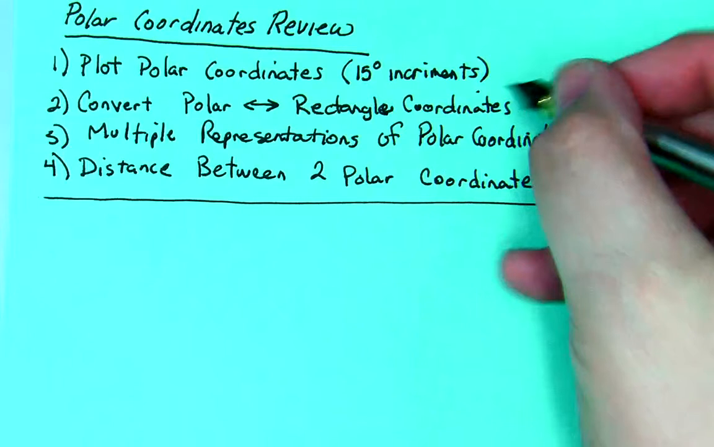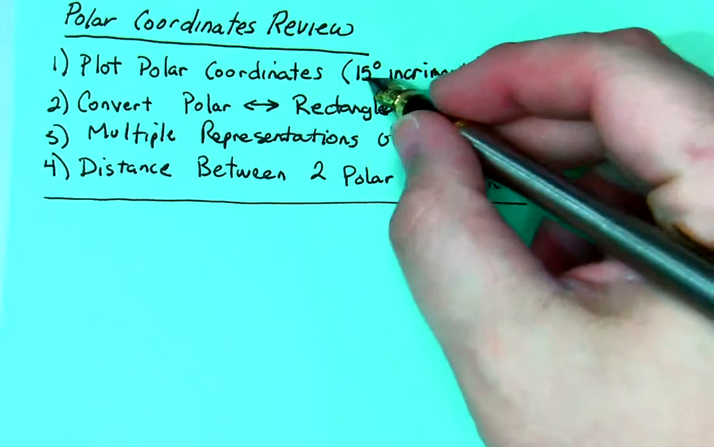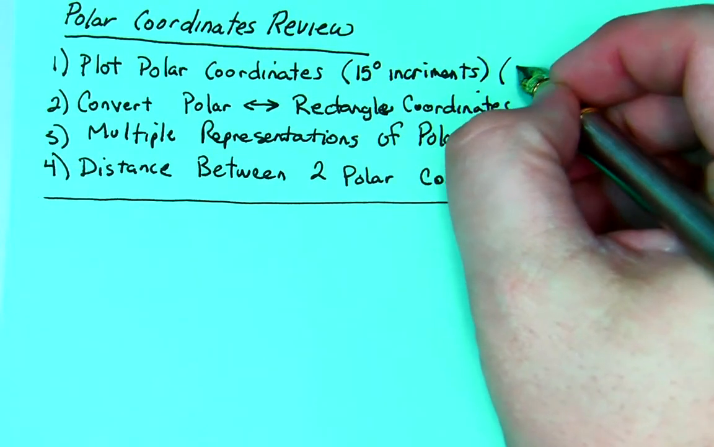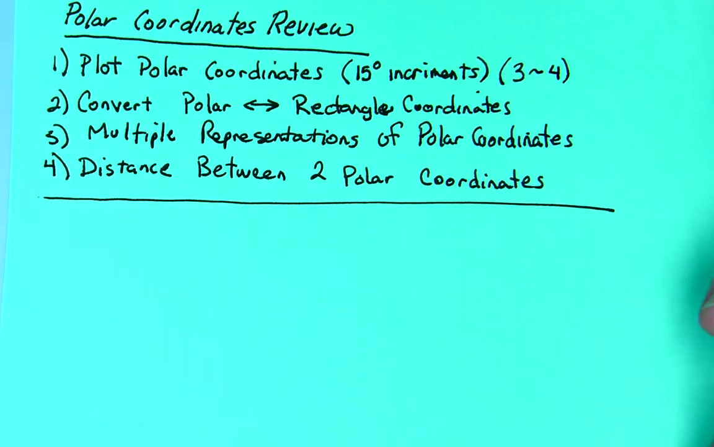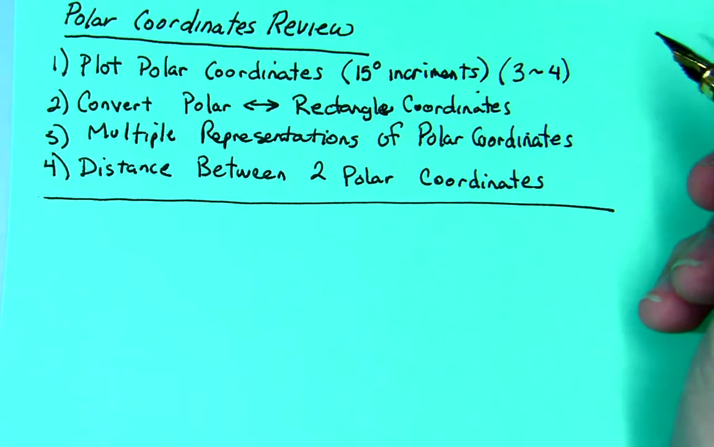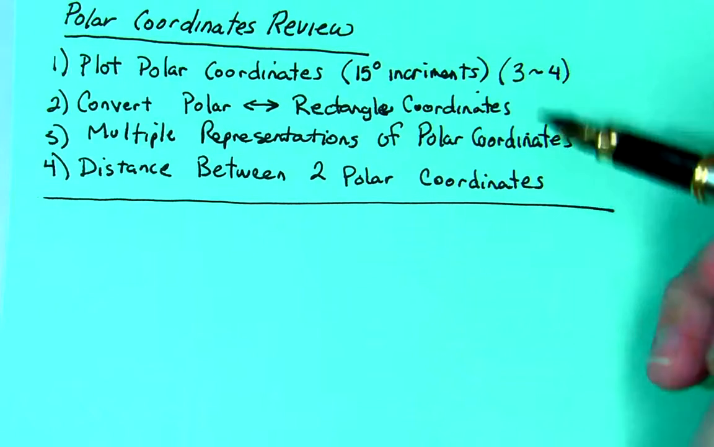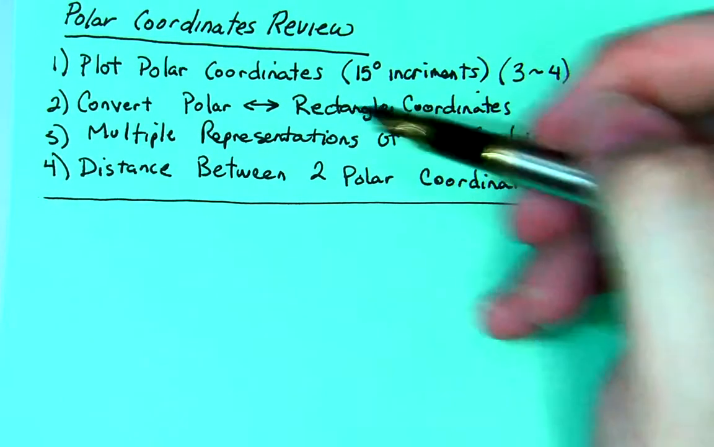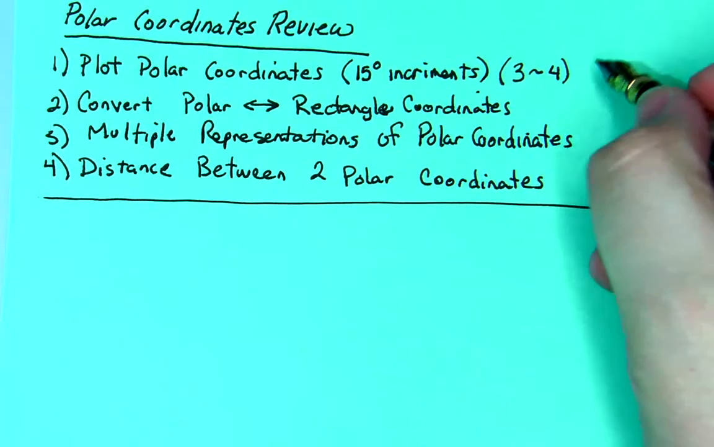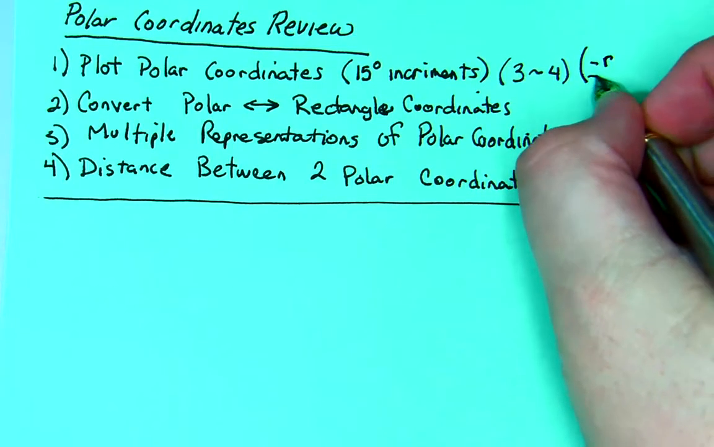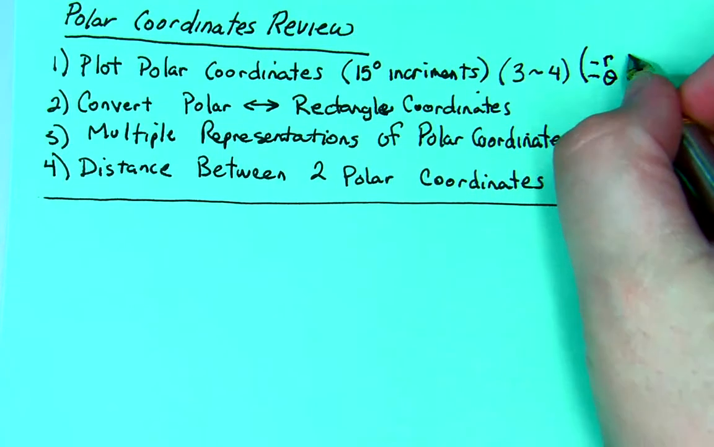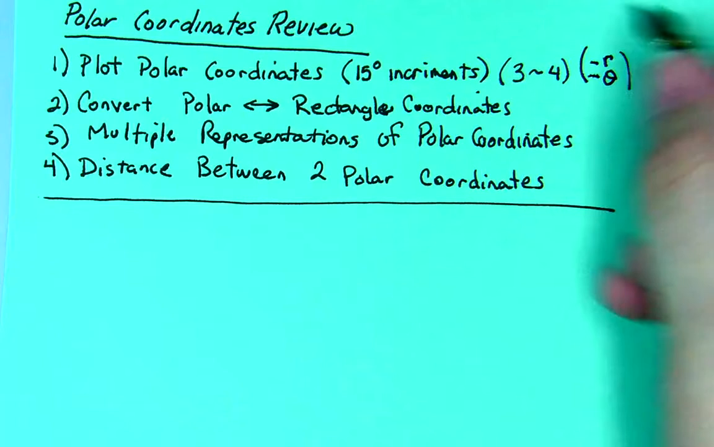Plotting points, plotting polar points. You're probably going to get about 3 to 4 of these, and you're going to plot them on one polar coordinate system. So you'll have like A, B, C, and D, and you'll have to be able to plot them. You're going to have negative r's and negative thetas, so you need to know how to plot negative r's and negative thetas.